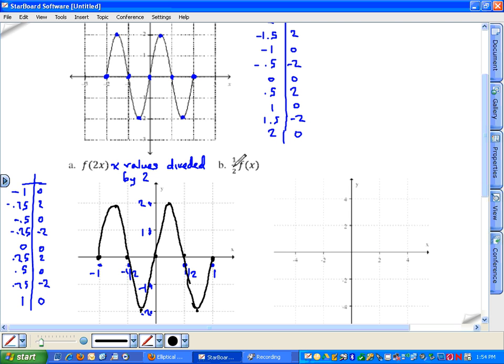Now for part B, this transformation here occurs outside of the function. Those transformations affect y values. Since it's not inside of a function, we don't have to do any opposite operations here. What this is saying is take 1/2 of the f of x values. The f of x values are the same as the y values. So half of the y values. So do that and make a new chart.